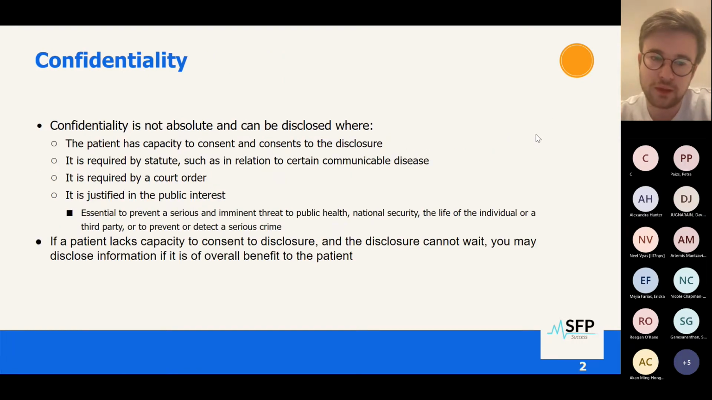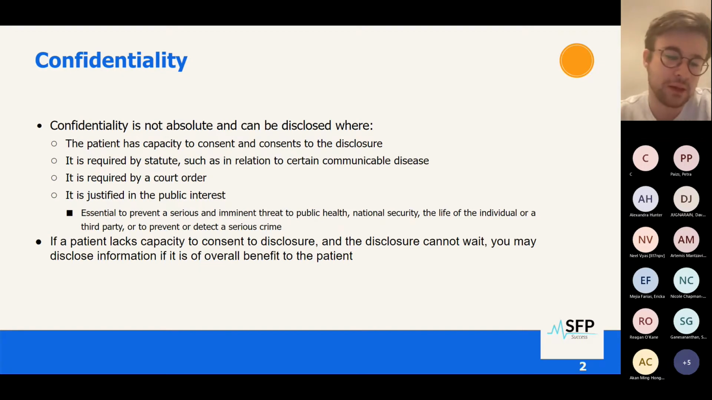Okay, so the next thing to consider is they could ask you questions around confidentiality and when you can and cannot disclose information. It's mainly worth knowing that confidentiality isn't absolute. There are certain situations where you can disclose information.